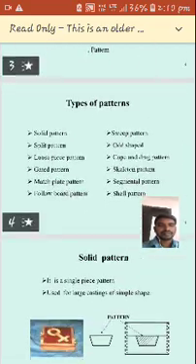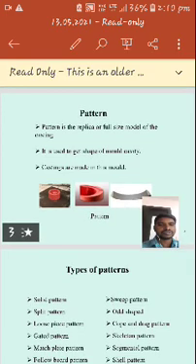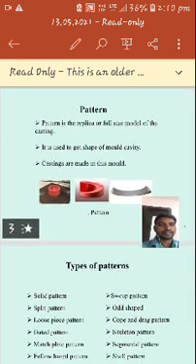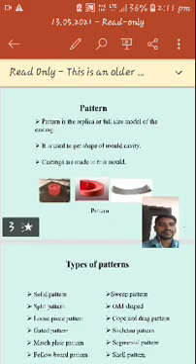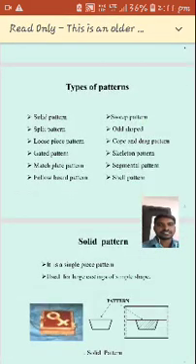Coming to the pattern. A pattern is a replica, a full-size model of the casting. It is used to get the shape of the mold cavity. The castings are made in the mold. Here we have various types of patterns.